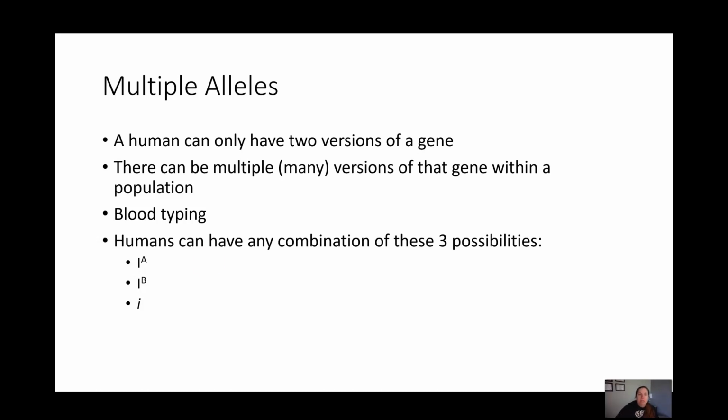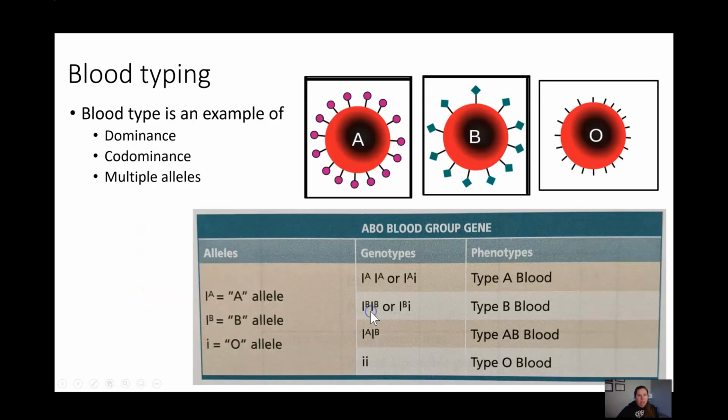And a perfect example of this is blood typing. So humans have 3 different allele possibilities. We can have a gene that is IA, a gene that is IB, and then finally a gene that is lowercase i. So remember, we can only have 2 of them. We can have a combination of any 2 of these 3 possibilities. So let's look at this in a little bit more detail.